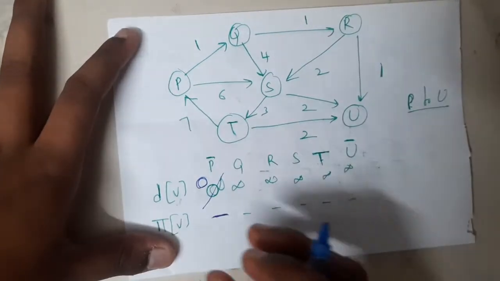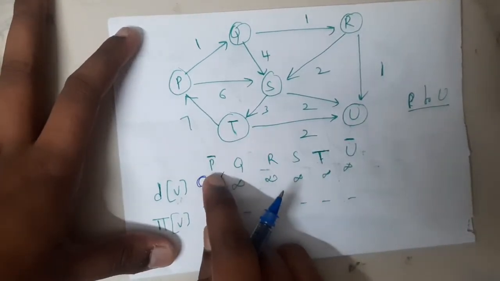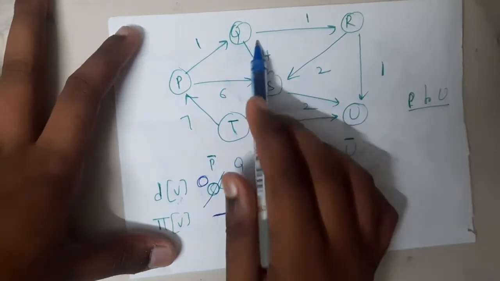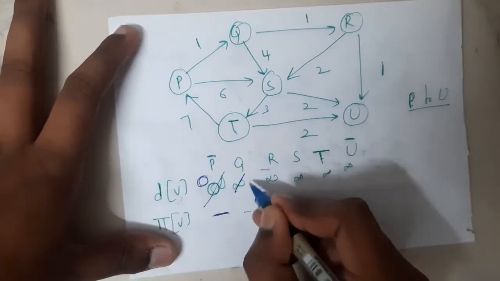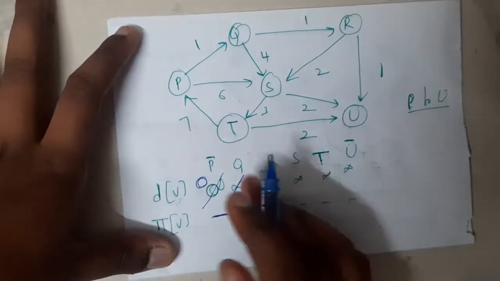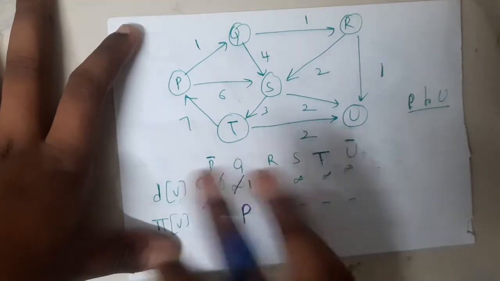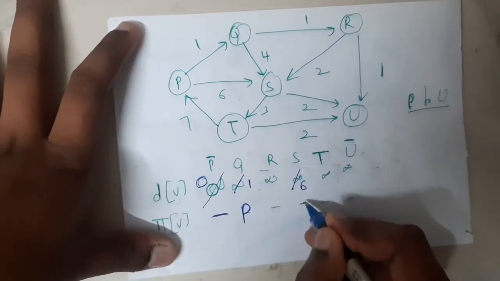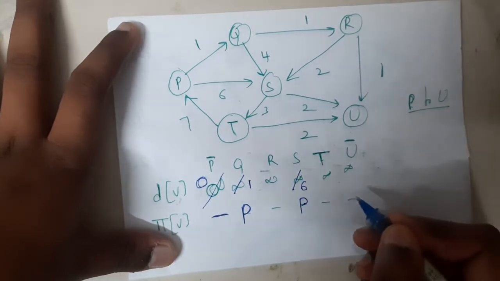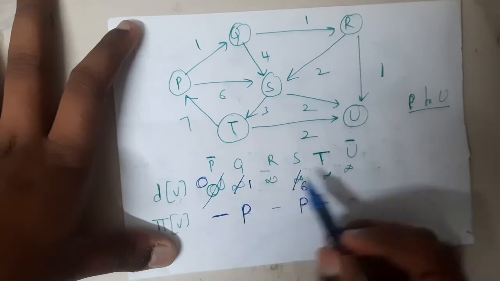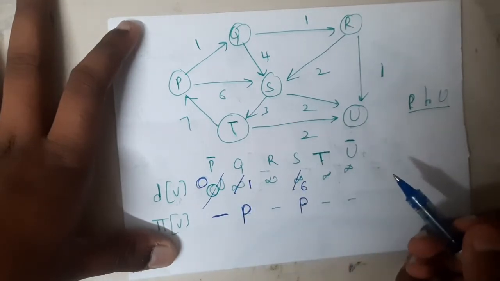Now whoever is adjacent to P, update those values, guys. Adjacent to P is Q. What is the cost? 1. And the parent is P, so via P I went. From P I can also go to S, where the cost is 6 and the parent is P. From P can I go anywhere else, guys? I think no, right?